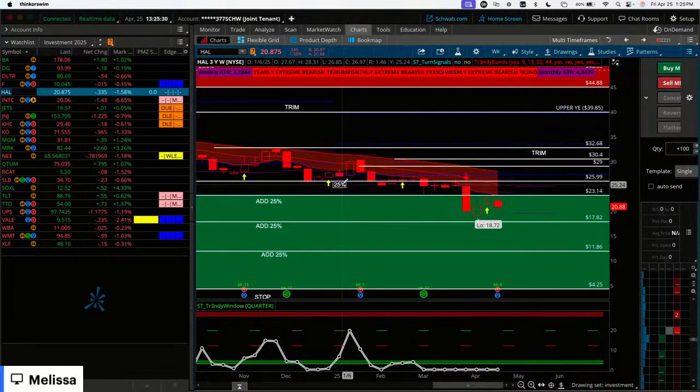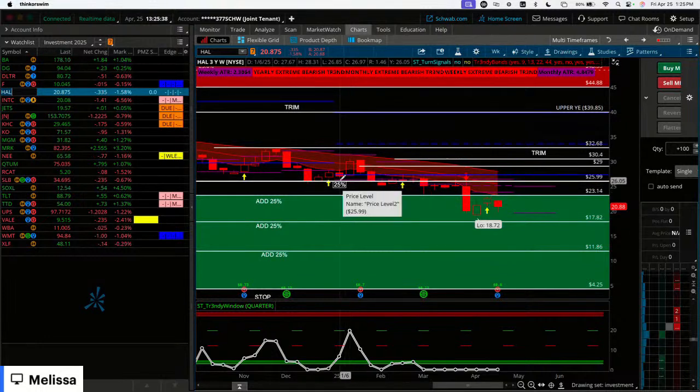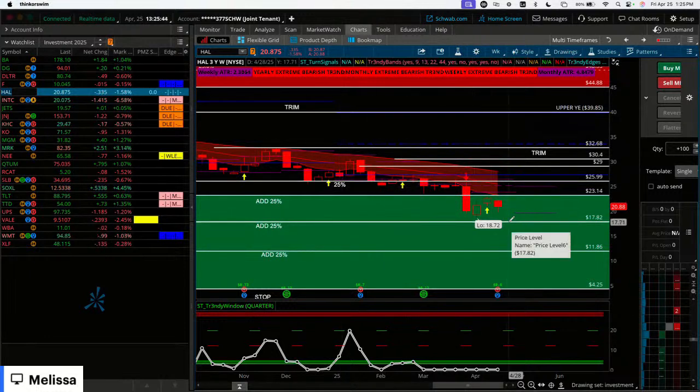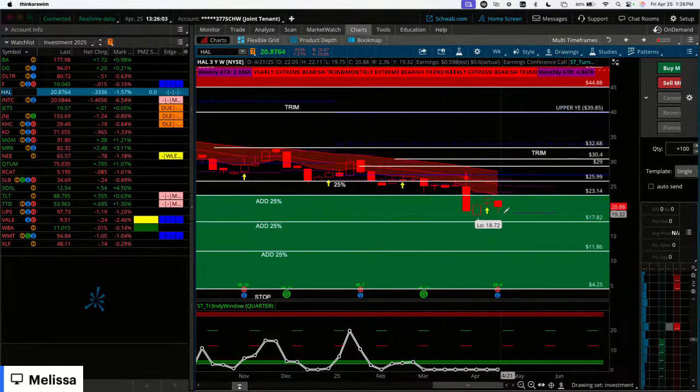Now, I originally purchased these in January, right? And I bought the January 2026 expiration. If I am going to purchase more contracts at this 17.82 level for Halliburton, and it is now April, almost May, I will purchase the expiration date that is 12 months out. Okay? That's very important. I always want to be purchasing at least 12 months out at these levels.